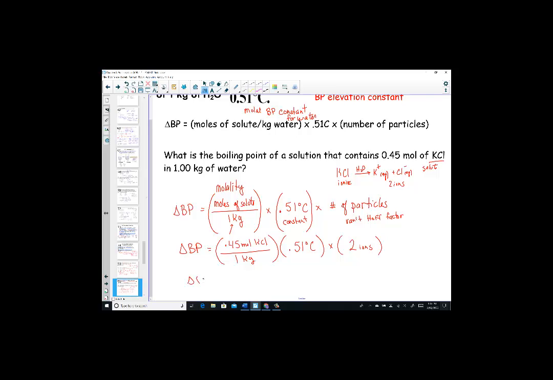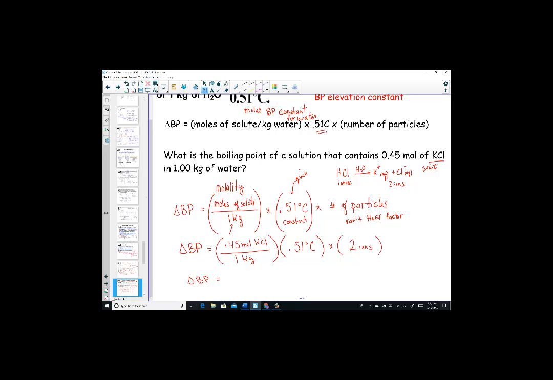I can find the change in the boiling point by finding the concentration unit, which is 0.45 moles for every kilogram. So in my calculator, I'll hit 0.45, multiply that by the boiling point constant for water, 0.51, times 2. By the way, you do not need to memorize 0.51. It will be given to you in the story problems.